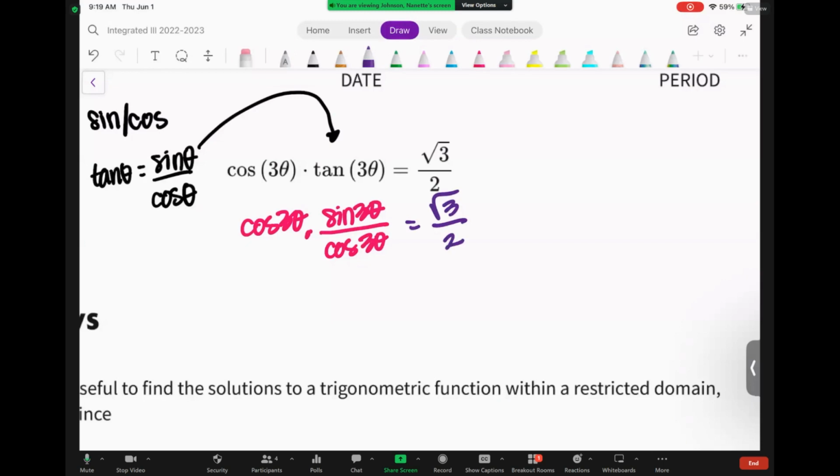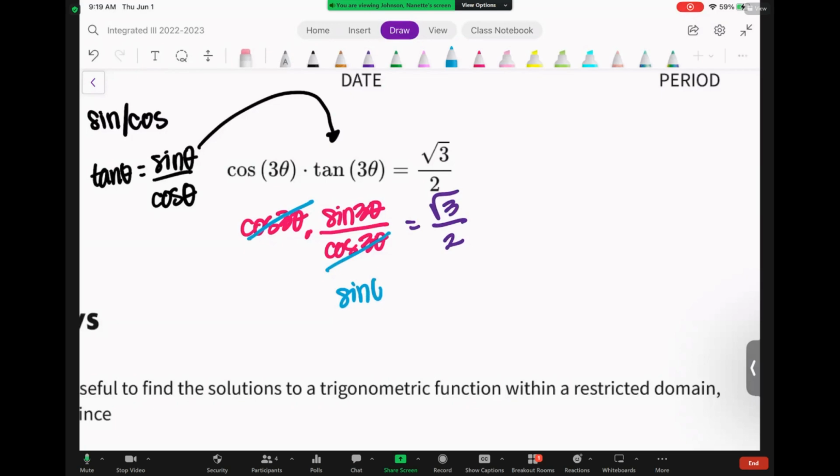Okay, take a step back and look at that. Do you see anything that you're like, ooh, that's helpful? Yeah, and you're like, ooh, yes, we can divide out the cosine 3 thetas. And you're right. So we're going to divide cosine 3 theta by cosine 3 theta. That is equal to 1. 1 times sine 3 theta is just sine 3 theta, right?